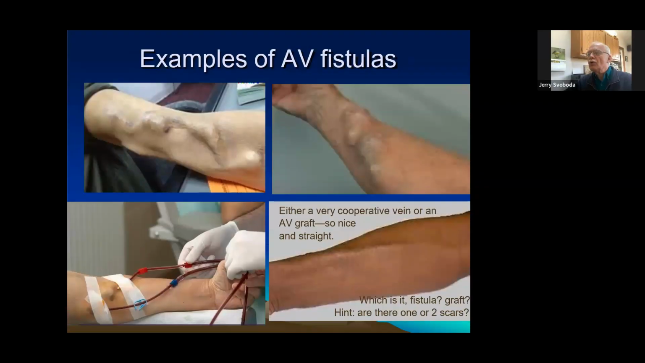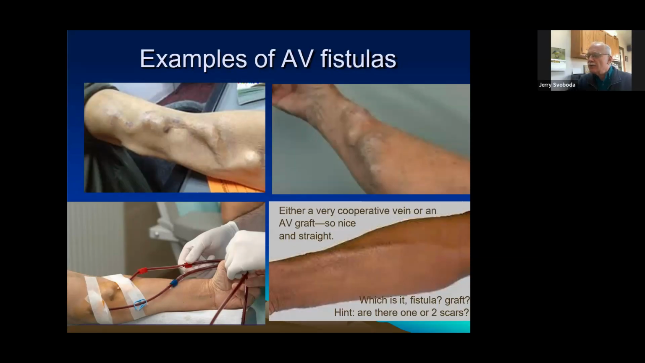Next, these pictures show examples of AV fistulas. And in the right lower picture, you might wonder, is this an AV fistula or an AV graft? It's so nice and straight, whereas the other ones are convoluted because the vein takes its twists and turns. To distinguish, if you see a patient in front of you with an access on their arm and you're trying to determine, did somebody put a graft into this patient? The patient will often not know. They might, but they might not.